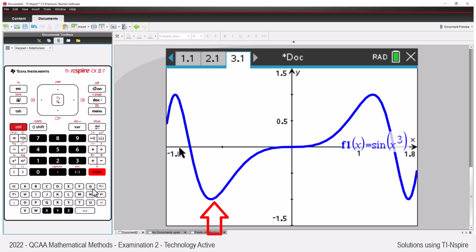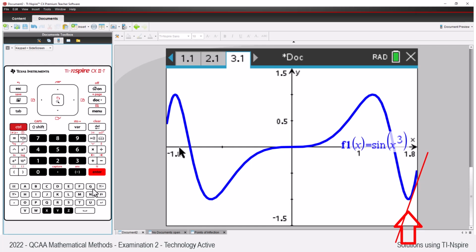But we do need to be careful about what's happening here at the origin. To the right of the origin, we have 2 more turning points. The first one tells us that the gradient function was increasing and is now decreasing, and the second one tells us the gradient function was decreasing but is now increasing.